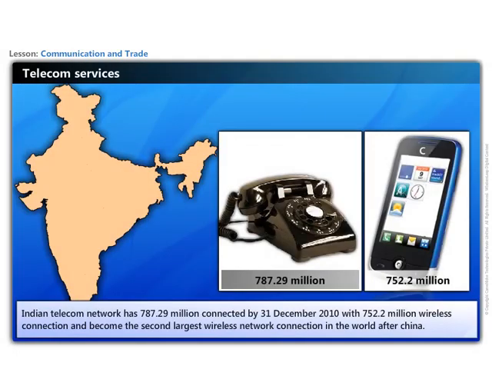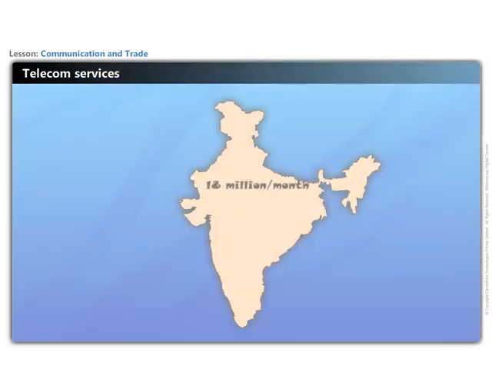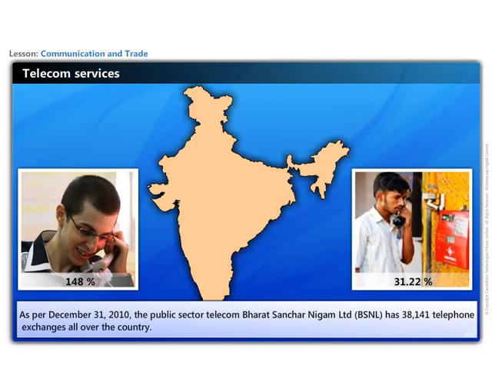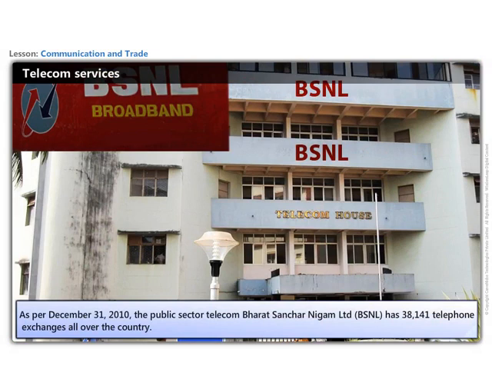Indian Telecom Network had 787.29 million connections by 31st December 2010, with 752.2 million wireless connections, and became the second largest wireless network in the world after China. Over 18 million connections are being added every month. Overall, tele-density has reached 66.17% with 148% in urban areas and 31.22% in rural areas. Tele-density refers to the number of landline telephones in use for every 100 individuals living within an area. As per December 31, 2010, the public sector telecom Bharat Sanchar Nigam Limited (BSNL) has 38,141 telephone exchanges all over the country.